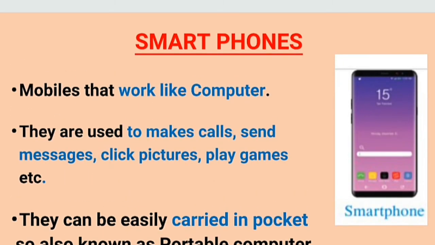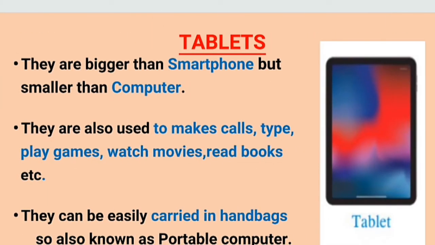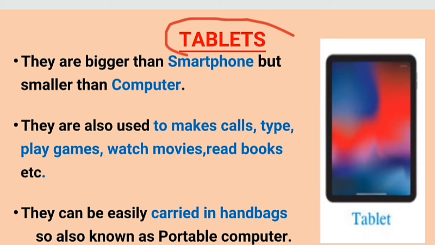Now, the next type is tablets. Basically, they are bigger than smartphones but smaller than computers. But they are similar to smartphones. The difference between a smartphone and a tablet is only the shape and size. The screen of a tablet is bigger than a smartphone and their shape is also different. But all other work is similar.